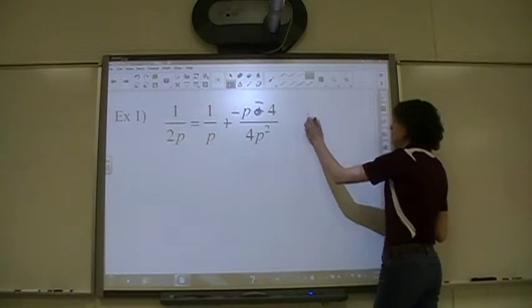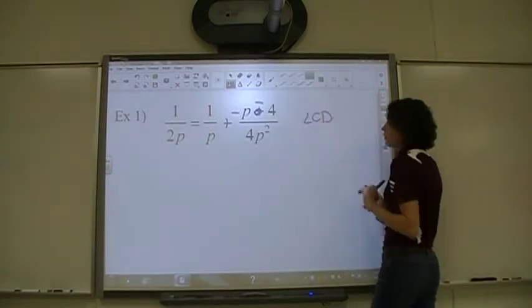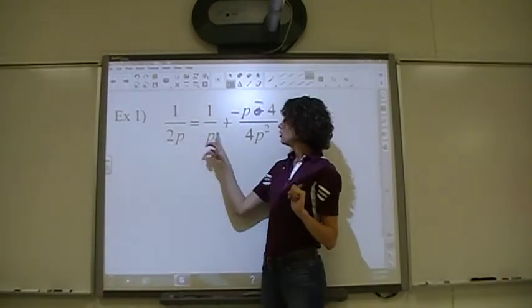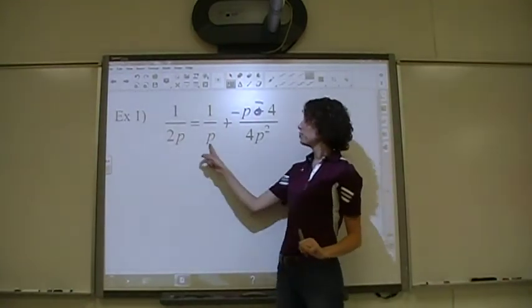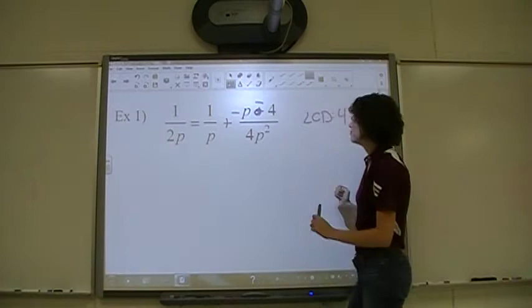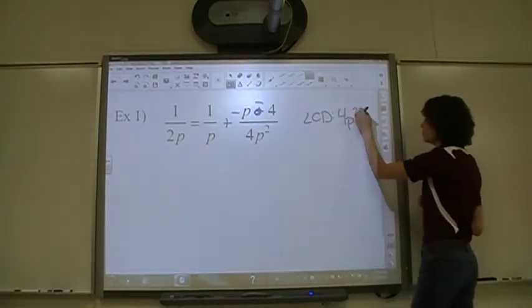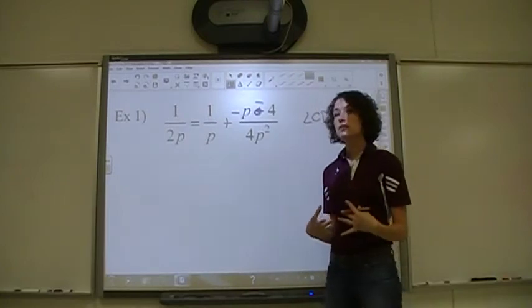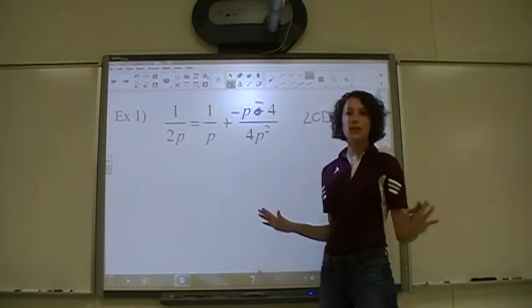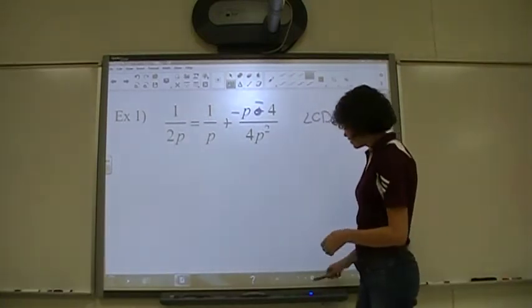So really you have a negative p minus 4 on top. So let's find our LCD, which if you look at everything, between 2 and 4, we need a 4. Then you take the highest power of p that you see on the bottom, which is going to be p squared. Now, when you are working with equations rather than expressions, you can go through and clear fractions. So let's go ahead and clear fractions.